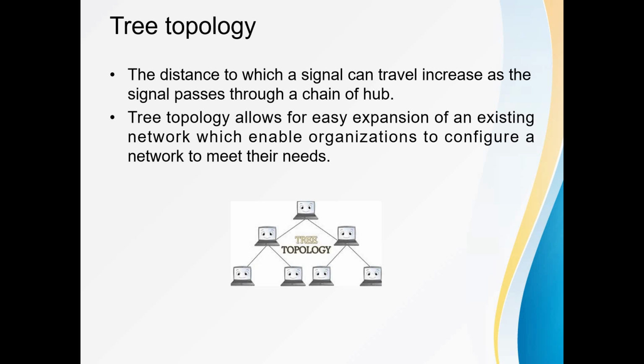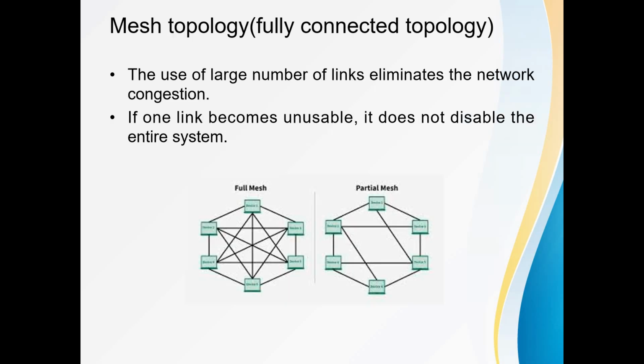So next, disadvantages about this tree topology. If the backbone line breaks, the entire segment goes down. It is more difficult to configure and wire than other topologies. Next, the last one is mesh topology. It is a fully connected topology. It has a direct connection between every pair of devices in the network.